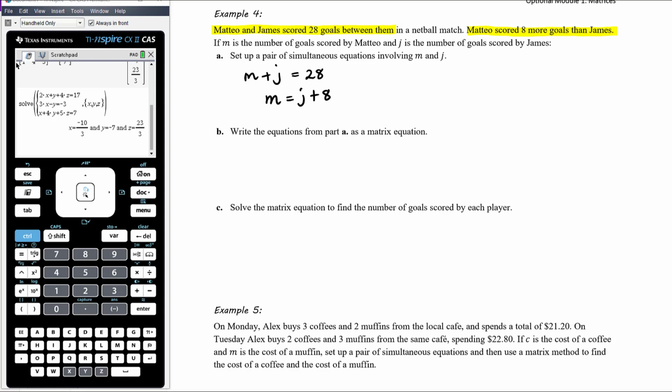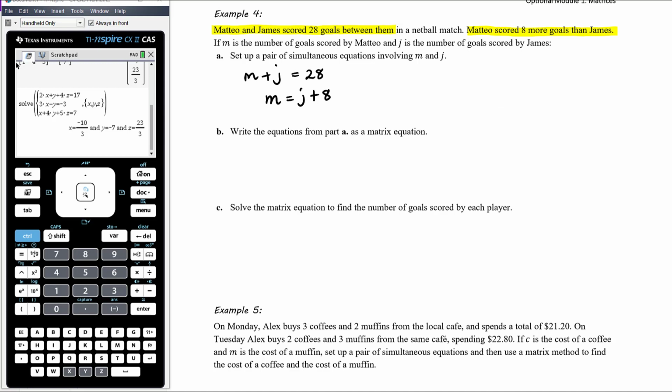Okay, then in part B we're going to want to write the equations from part A as a matrix equation. So we need to make sure that we've got everything lined up. We want to have a number times M plus a number times J equals a number for both equations, in order to get our matrix equation. So the first equation is fine. It's 1m plus 1j equals 28. No problem with that. But the second equation, we want to get the j on the left-hand side.